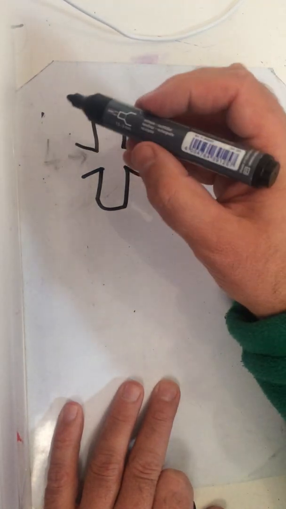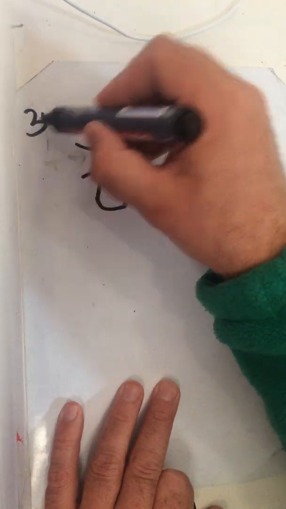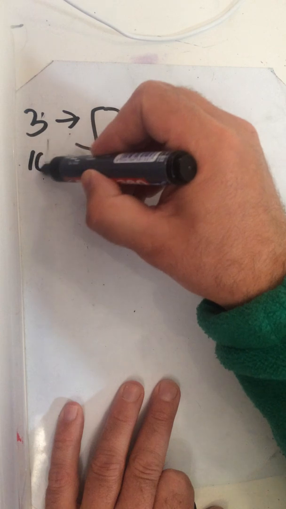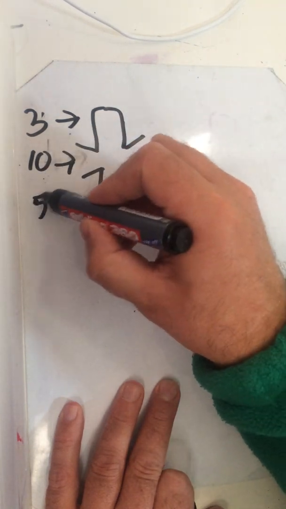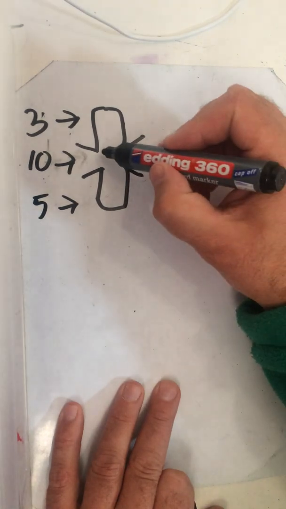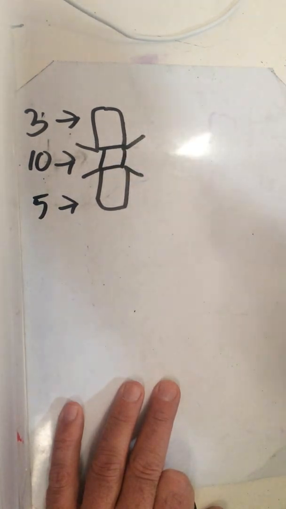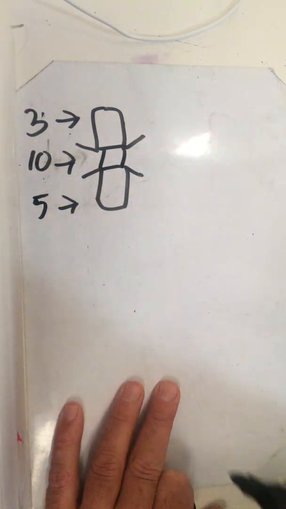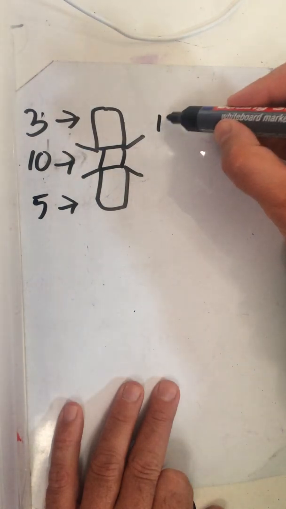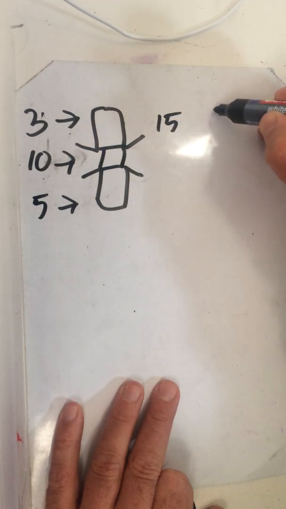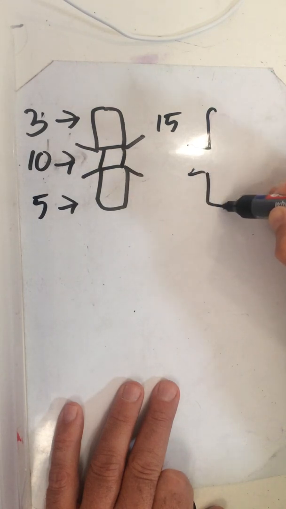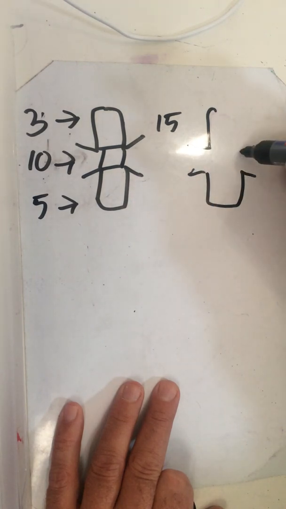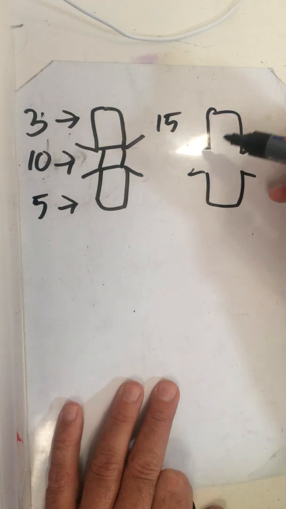Function machine there, and going into it we've got 3, we've got 10, and we've got 5. Okay, I won't bother with the lights because I want to get this part done, and in here's the function that's going to happen with it. Then we've got 15 here. Okay, then we've got another function machine coming up the other side. Okay, function machine there.